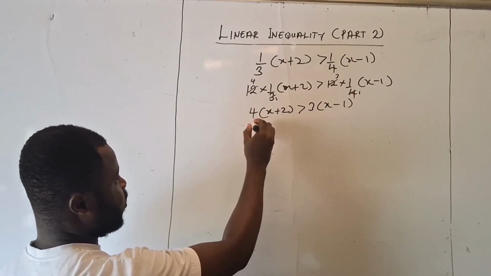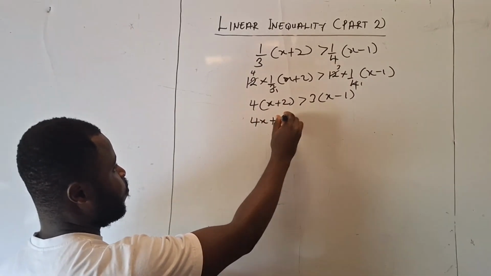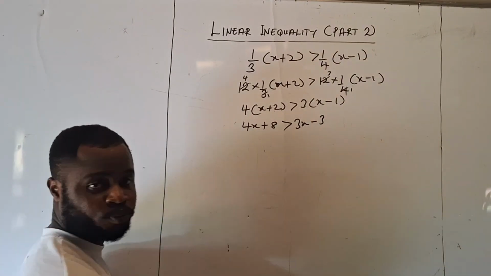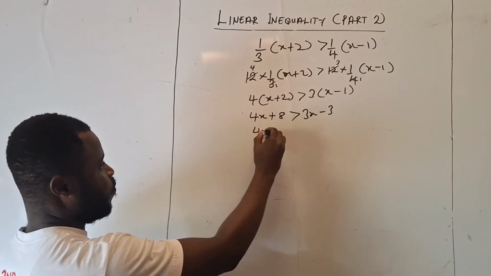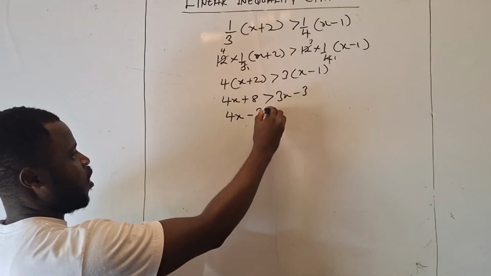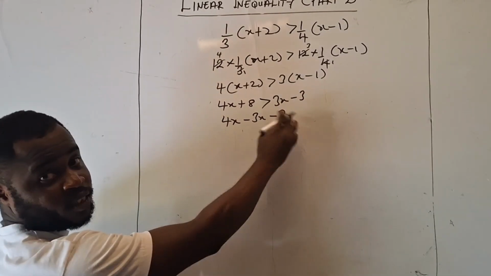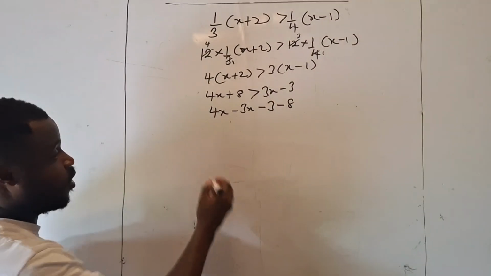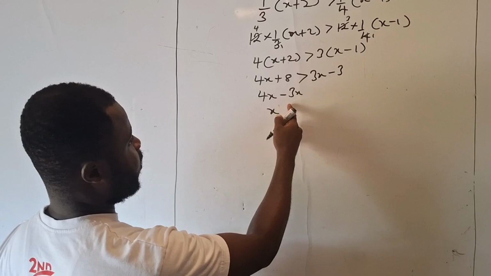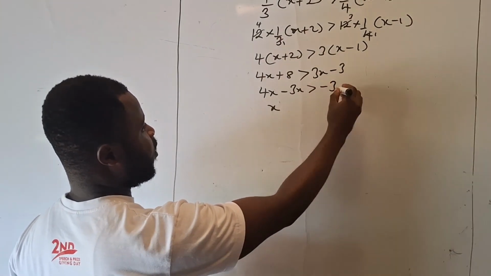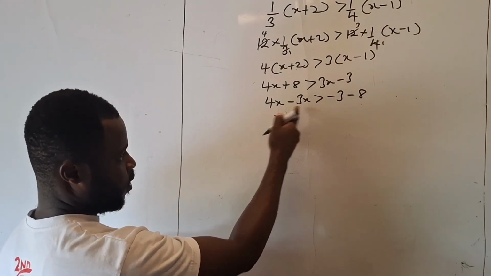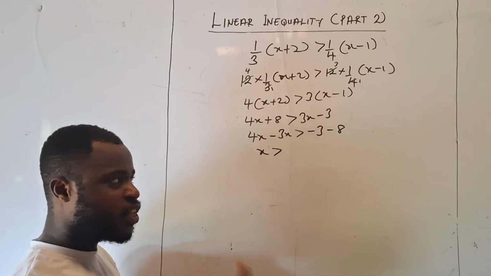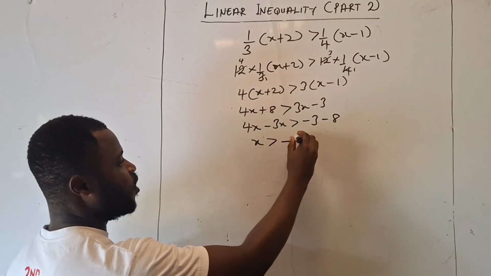Now we can open the bracket here: 4x plus 8 greater than 3x minus 3. Let's collect like terms. Now 4x minus 3x. Negative 3, the negative is affecting the 3, so leave it as such. Then the 8 coming here becomes negative 8. So 4x minus 3x greater than negative 3 minus 8. 4x minus 3x will give us x greater than negative 3 minus 8. You are owing 3, you want to borrow 8 again, so you are going to owe negative 11.